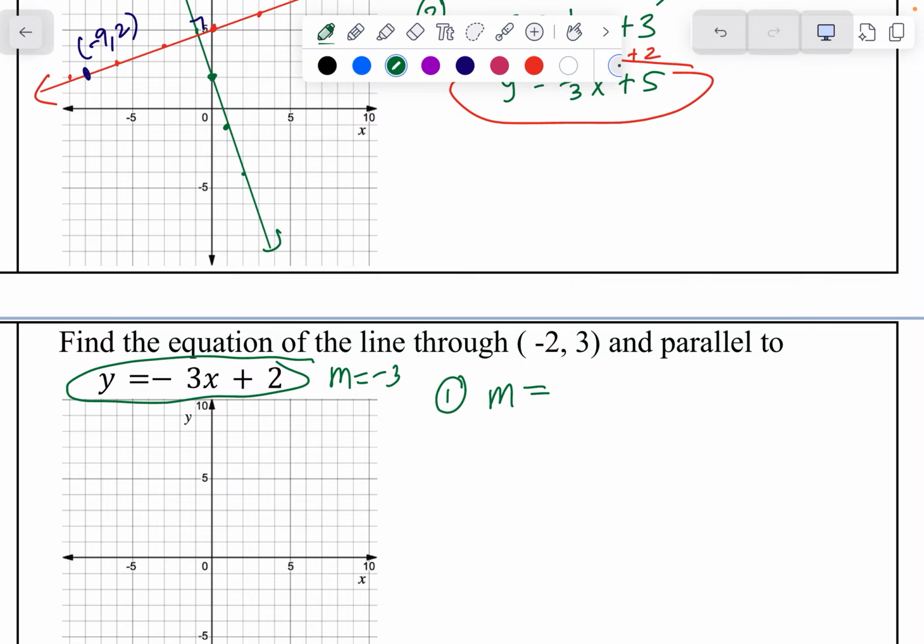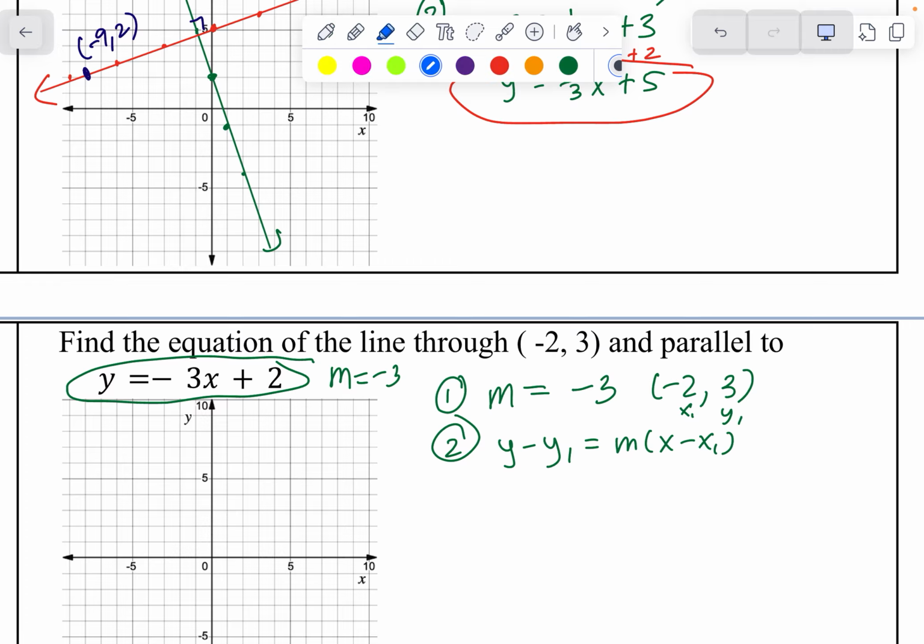Now, I have that and the point, x1, y1. So now we get to plop it into that formula. Remember that formula you need to memorize, y minus y1 equals m times the quantity of x minus x1. You have to get that formula into your brain, okay? I'm going to put my point here and here. My slope goes here. Just plop those in. So we get y minus 3 equals negative 3 times x plus 2.